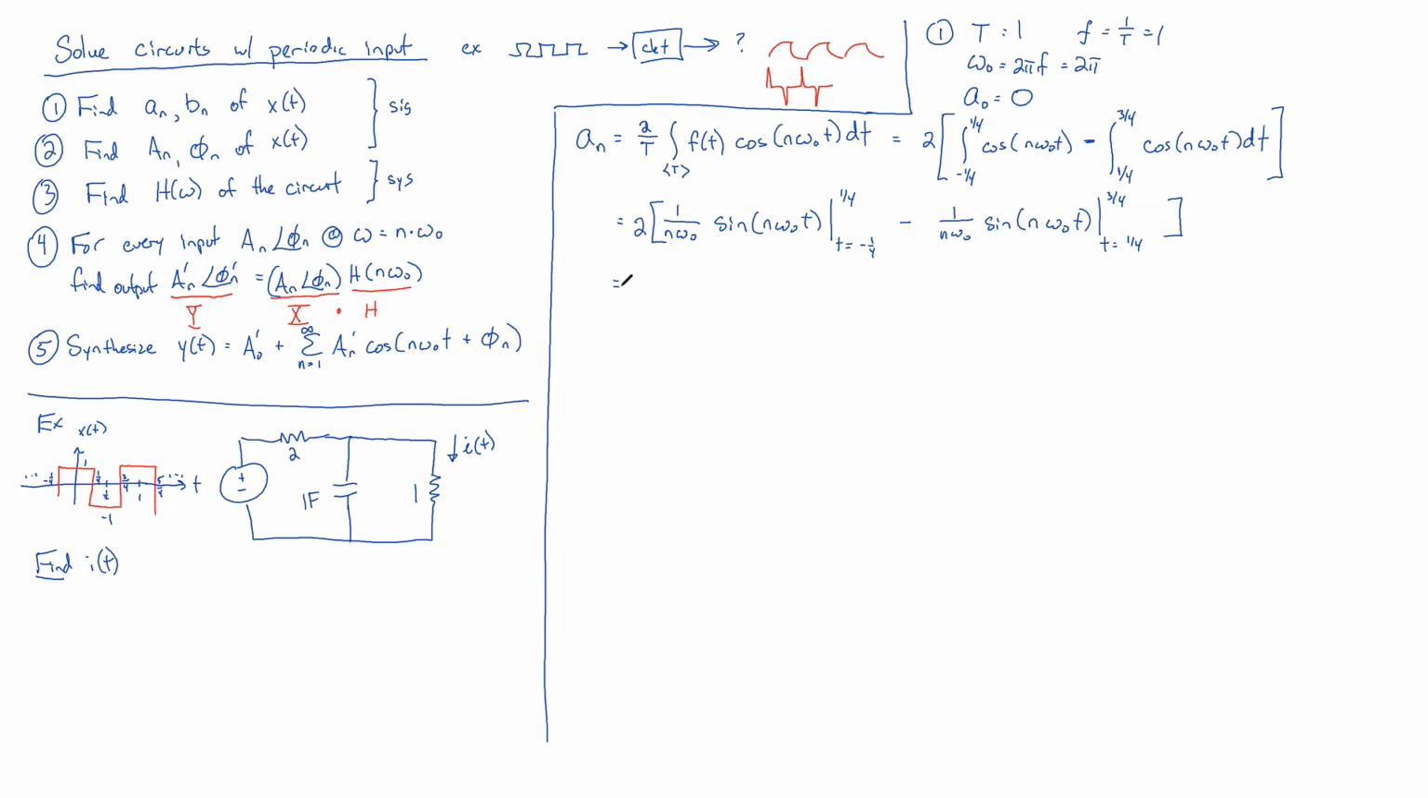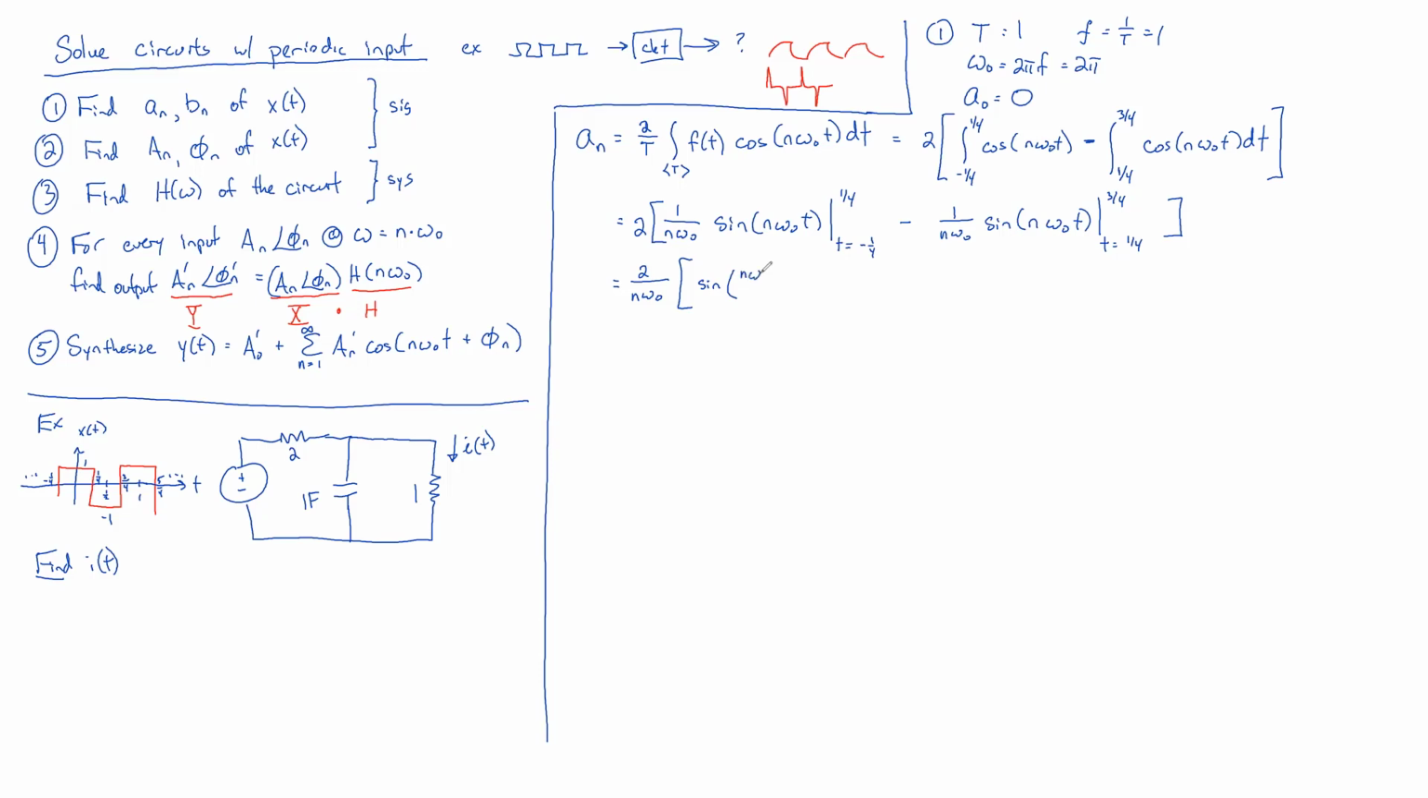Okay, that looks pretty nasty. Let's throw in some numbers and see what we get. So I see we get this common factor of 1 over n omega naught. So let's pull that right out of those brackets. And now we have this massive thing of sine of n omega naught over 4. I think I'll draw it that way.